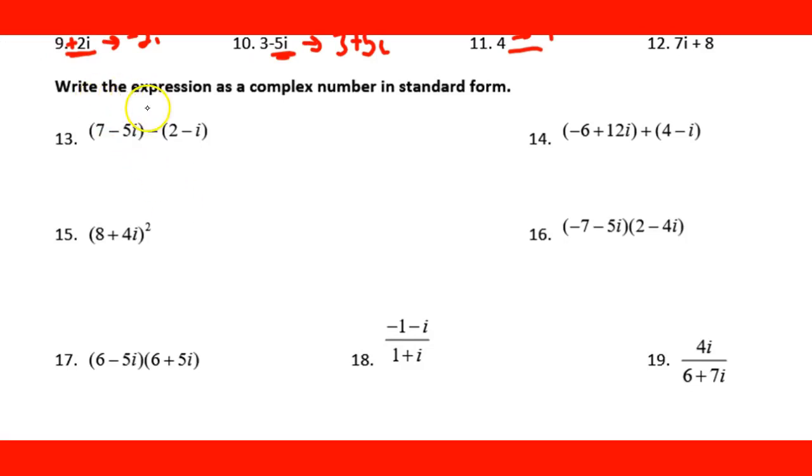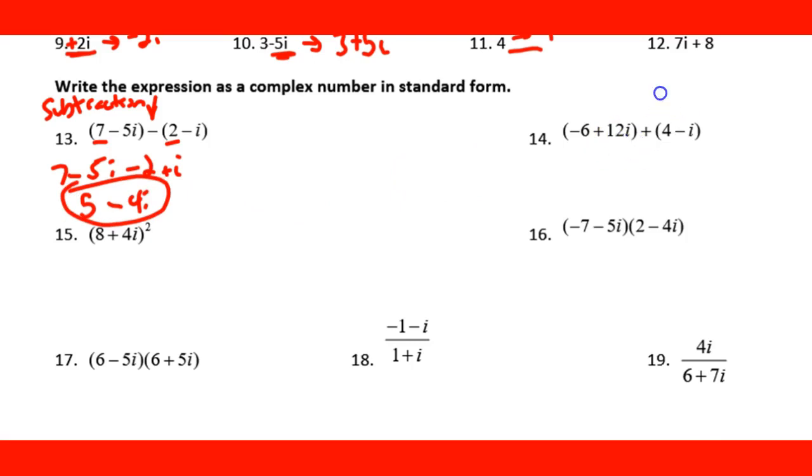Right here, write the expression as a complex number in standard form. So notice the operation sign right here is subtraction. So do not FOIL this, subtract. Subtract the real parts. Well, first of all, we need to distribute this negative. So it's 7 minus 5i minus 2 plus i. So now what we gotta do is just subtract like terms. So that's 7 minus 2, and that's negative 5i plus i, or negative 5i plus 1i. That's gonna be negative 4i right there.